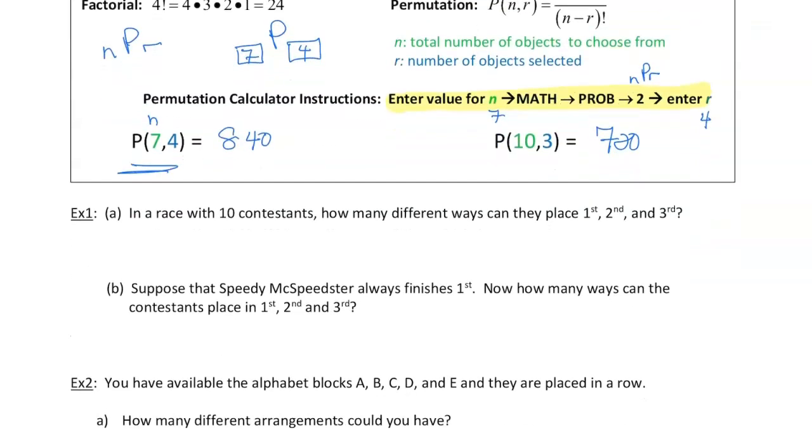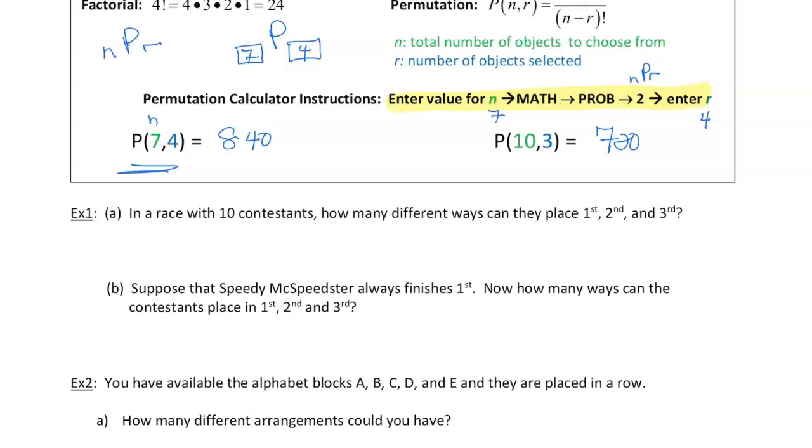Okay, so now, remember we did the box method last time, which is called the counting method. We're going to use the permutation notation from the calculator from now on. So let's talk about this. In a race with 10 contestants, how many different ways can they place first, second, and third?